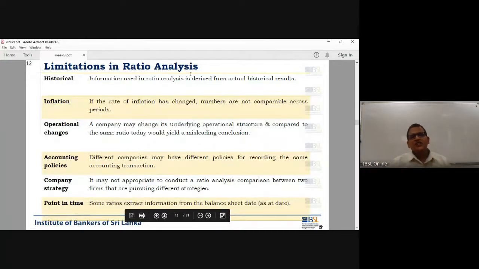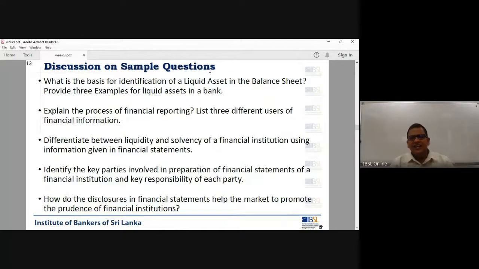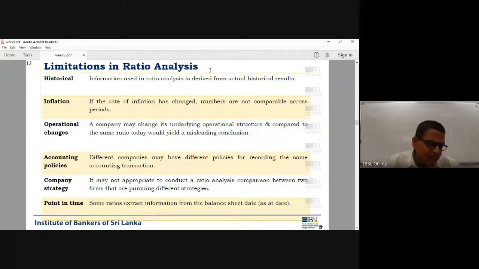The limitations in ratio analysis. This is, I think, the last section, or last slides, of this ratio analysis. Even though we are using ratio analysis to compare across periods or with other institutions, or to take strategic decisions and all, there are limitations. The first limitation is historical information. The information used in ratio analysis is derived from actual historical results, which is the main limitation of ratio analysis.